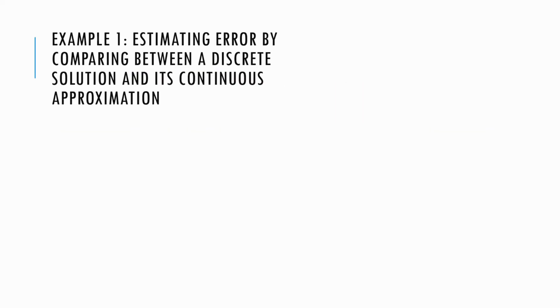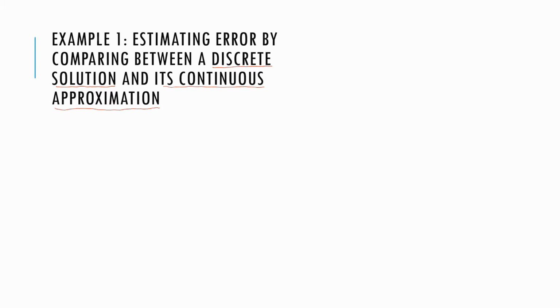So we'll try the first approach of getting an error estimation, which is to compare the discrete solution that we get by solving the finite element equation with some sort of a continuous approximation that is supposedly maybe a little improved. Okay, so let's see how we get the continuous approximation.